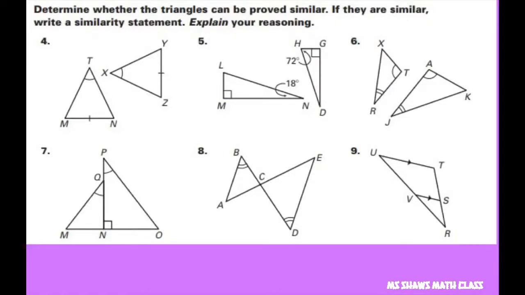Everyone, we're going to determine whether the triangles can be proved similar, and if they're similar, we're going to write a similarity statement. So basically, we're going to do these 6 problems, and for the first one, we notice that we have an angle and a side, but that's all we have. So for number 4, we don't have enough information, so not enough information.